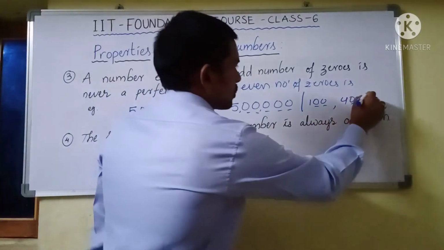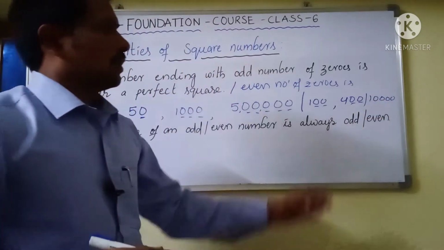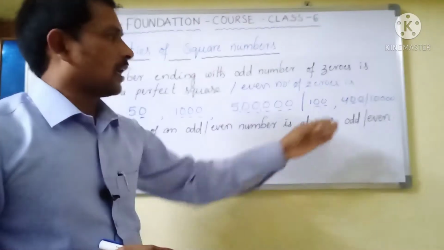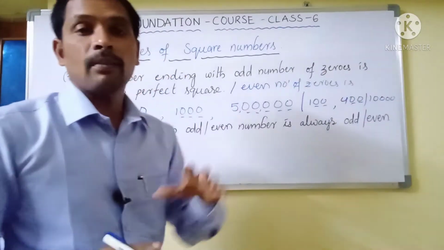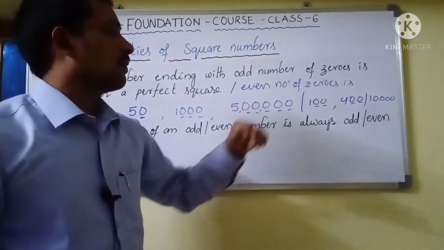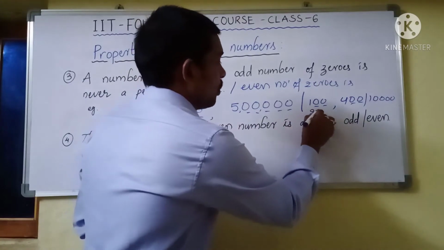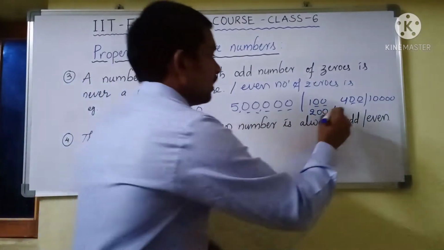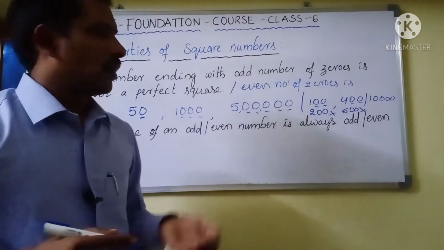And 10,000 is also a square, the square of 100. 100 squared means 10,000. It has 4 zeros, an even number of zeros. So these are perfect squares. But even with an even number of zeros, 200 is not a perfect square, and 500 is not a perfect square.